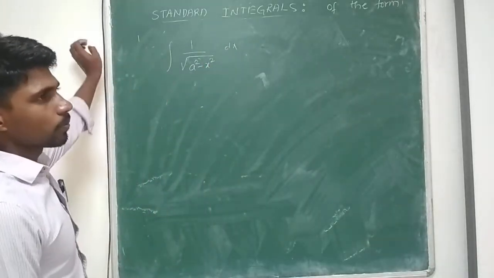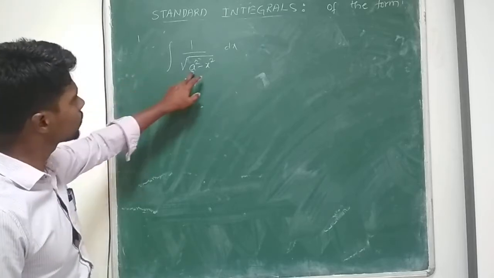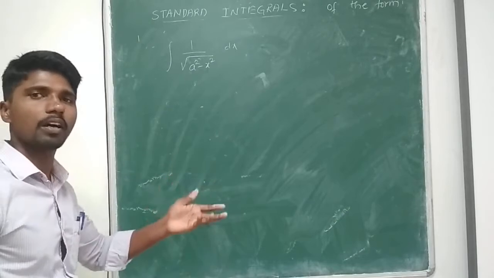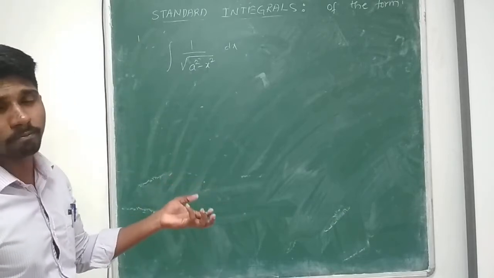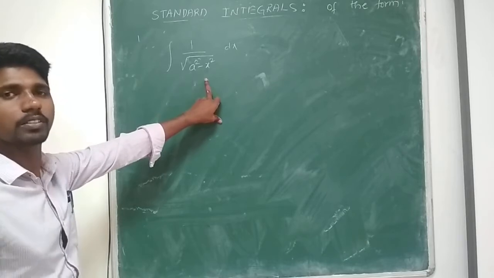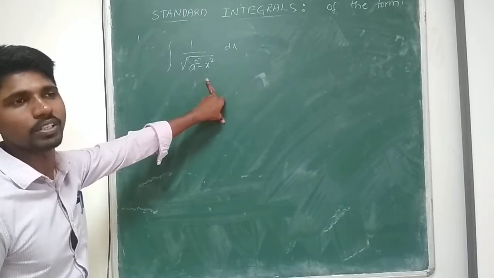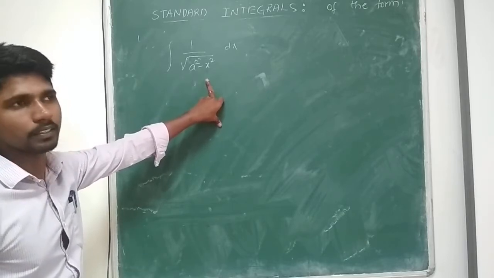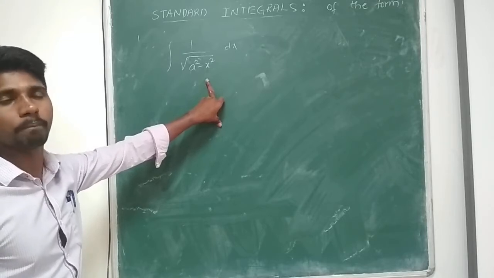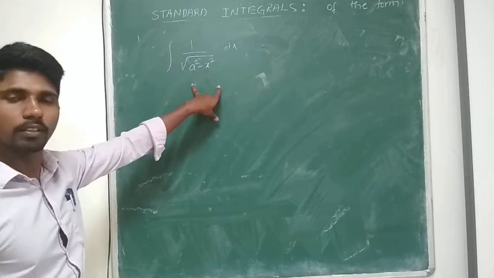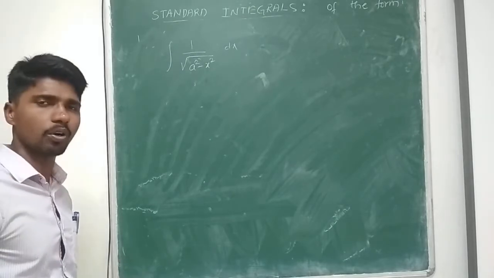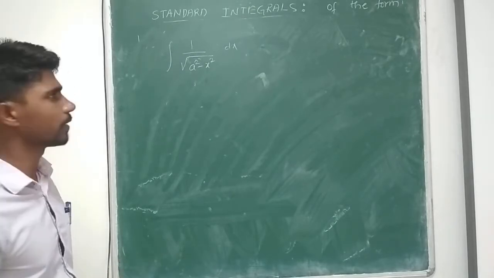Integral of 1 by root of a square minus x square dx. If I have a square minus x square, I should substitute x as a cos theta or a sin theta, so I prefer a sin theta. If it is x square minus a square, you have to substitute x as a secant theta. If it is x square plus a square, if you don't have any root, then go with either a tan theta or a cot theta.